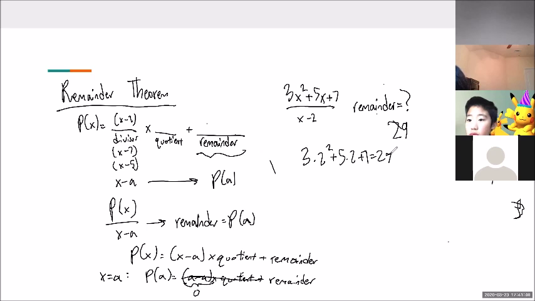Another example, let's say we want to divide that same polynomial, 3x squared plus 5x plus 7, by x plus 1. Then what's the remainder?